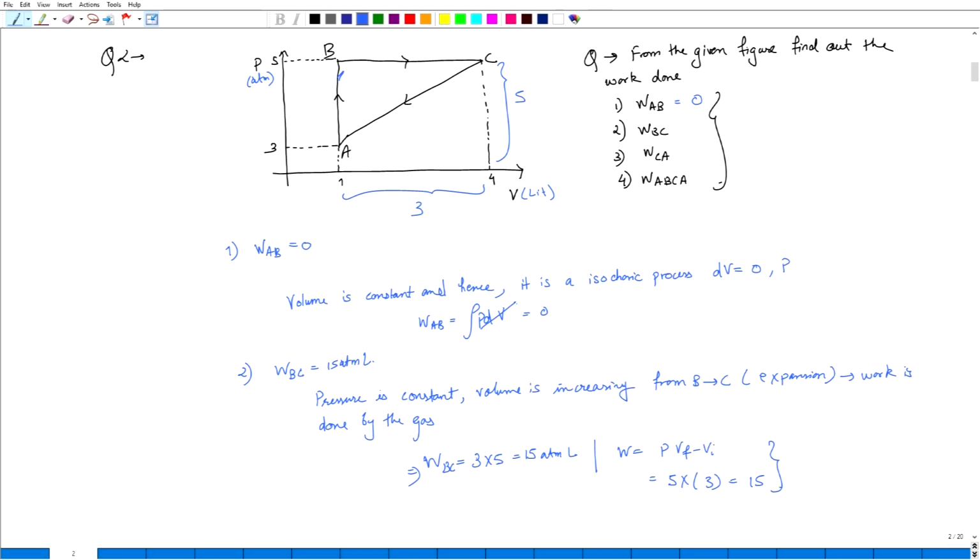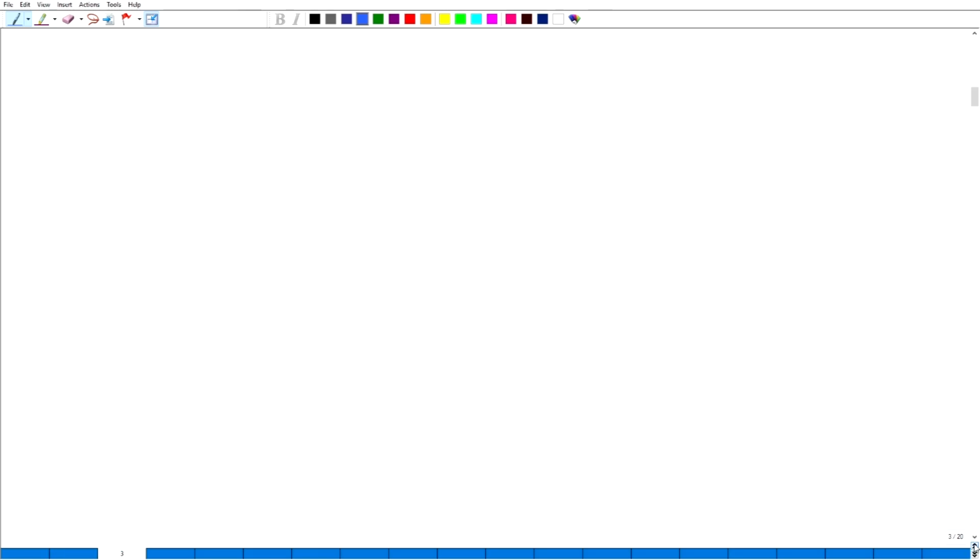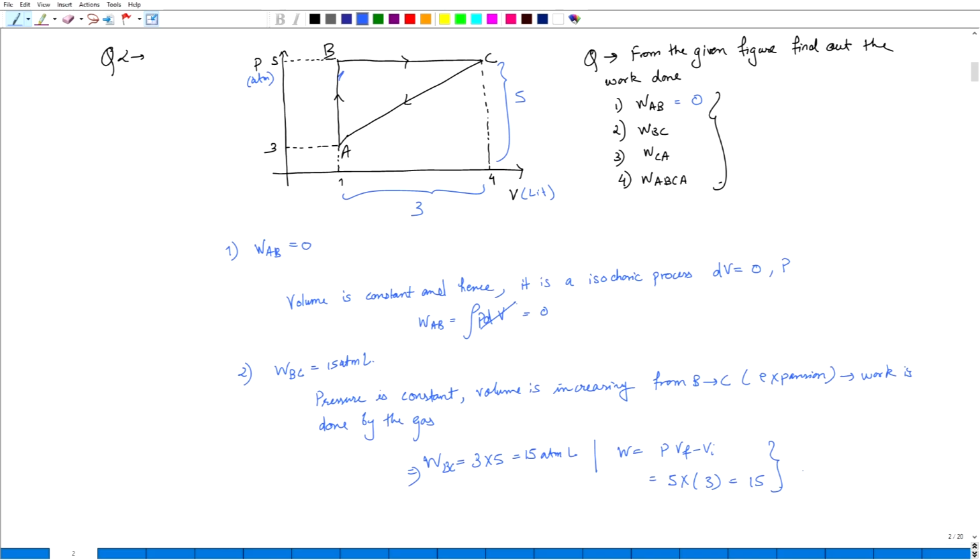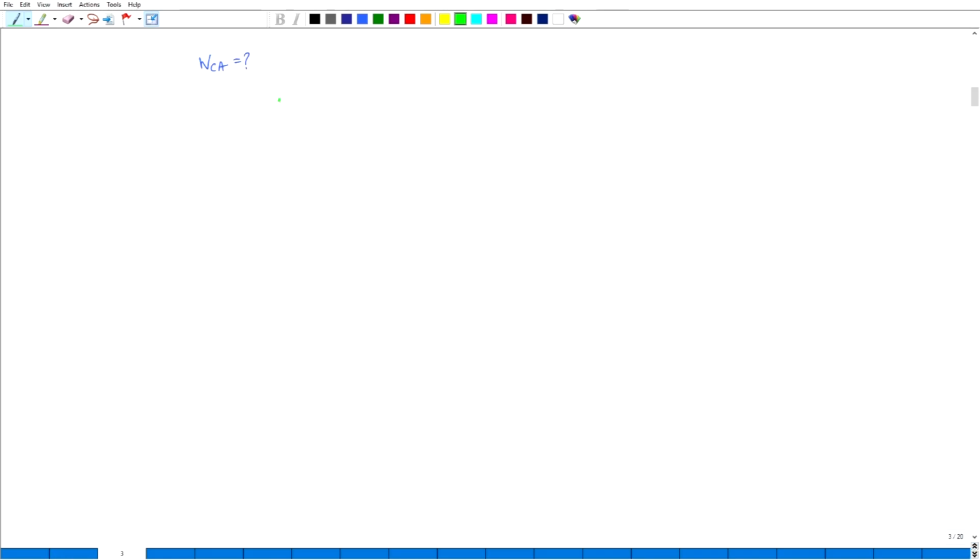Now let us go C to A. WC to A. Let us look at what is happening from C to A. Volume is decreasing, which means there is a compression, and the work you get from this should be negative because there is work done on the gas, and according to our sign convention it should be negative. So from C to A we need to find the area under this curve. WC to A is the green area.